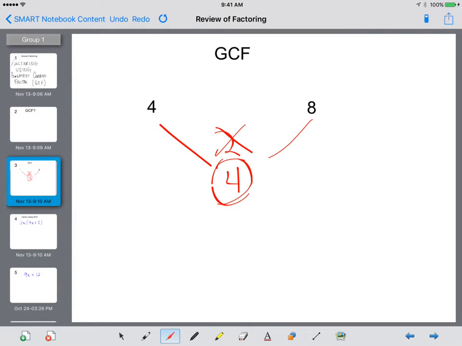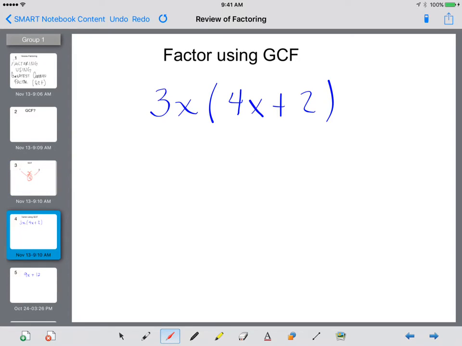4 would be our greatest common factor here. What I'm going to do is go through a few examples. And so as you're doing the assignment, if you need to look at an example, I'm going to power through a bunch of them in this video, so hopefully you can find the one you might need.